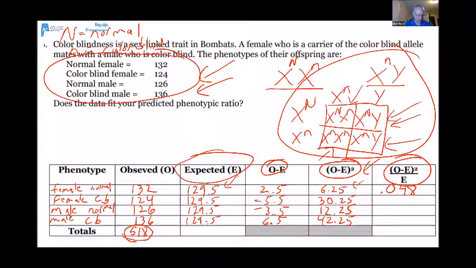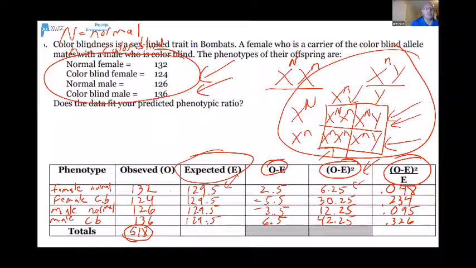Next row is going to be 30.25 divided by 129.5, and that gives me 0.234. Next one's 12.25 divided by 129.5. And that gives me 0.095. And then finally, 42.25 divided by 129.5 to get 0.326.